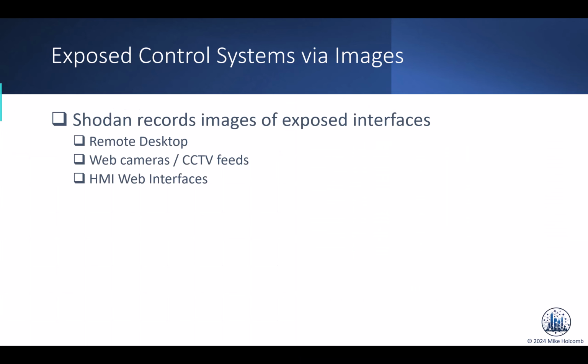So we talked about, and we saw examples where you can use the images.shodan.io search to find remote desktop sessions. And that's a big part of what's there, right? We can find webcams, CCTV installations, and even HMIs. Those are really the three main things that you'll find on the images search.